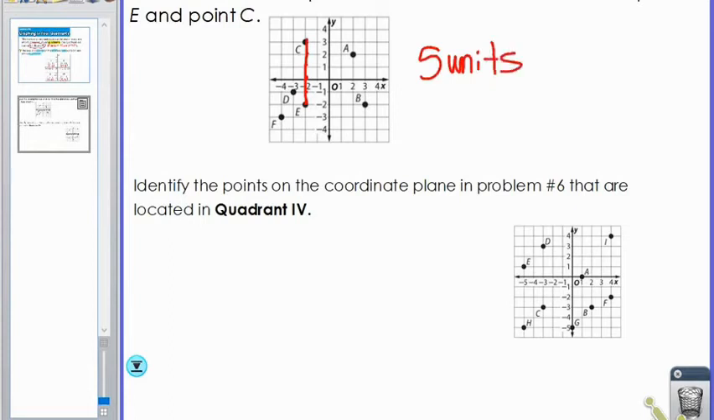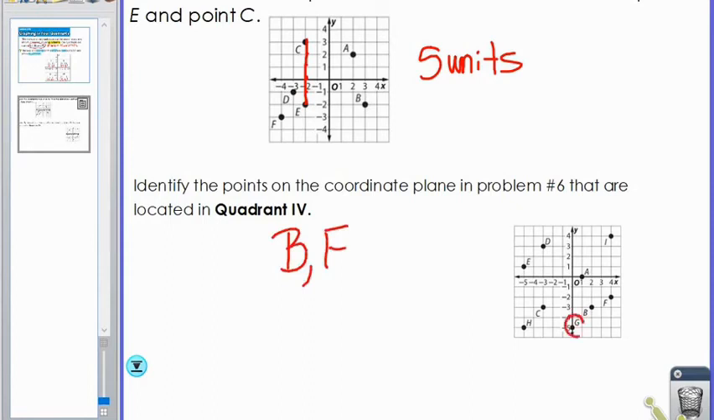And then the second one, identify the points on the coordinate plane in problem number 6 that are located in quadrant IV. So we know that quadrant IV is down here. So I want to, the points are B and F that are in here.